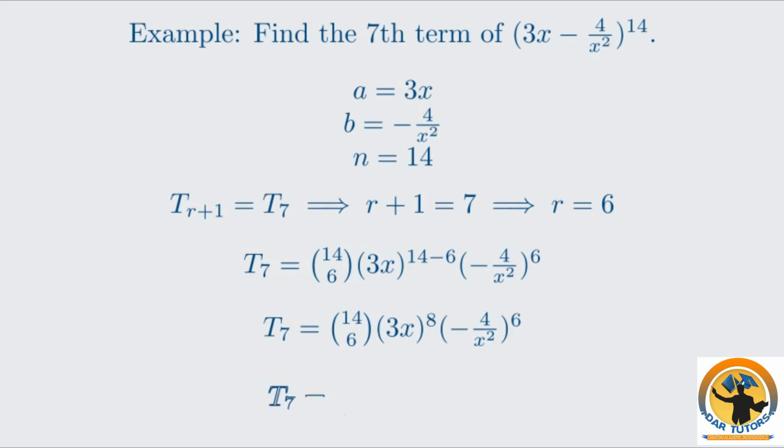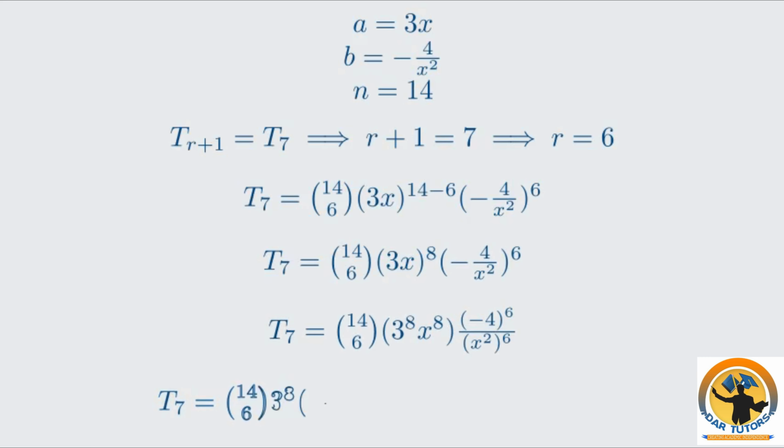This gives us 14 choose 6 times 3 to the power of 8 times x to the power of 8 times minus 4 to the power of 6 divided by x squared to the power of 6. Let's simplify the x terms. X squared to the power of 6 is x to the power of 12. So we have x to the power of 8 divided by x to the power of 12, which simplifies to x to the power of negative 4. The question asks for the term, so we should calculate the numerical part.